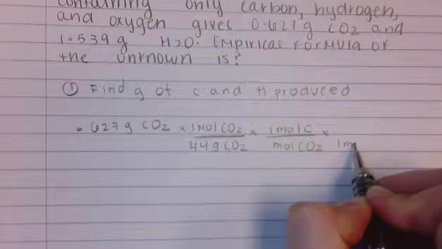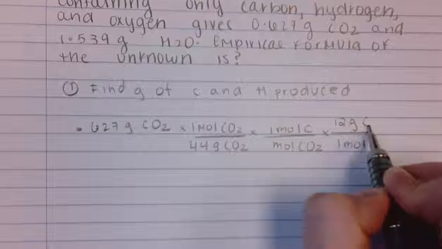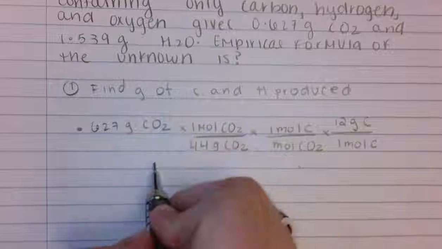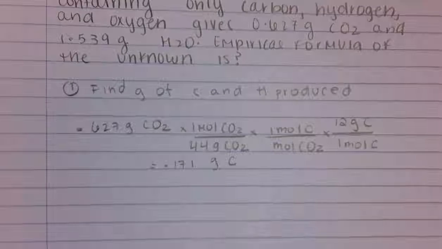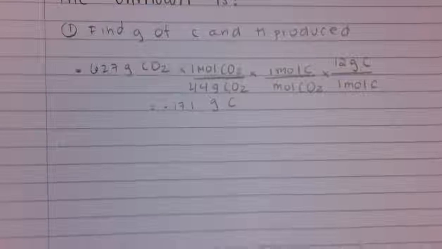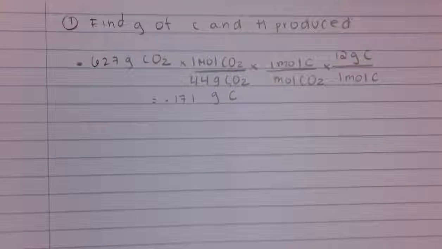So I do this using the molar mass. 1 mole of carbon is 12 grams of carbon. And I'm going to get that we have 0.171 grams of carbon being produced. And similarly, I can do this for finding the grams of hydrogen.